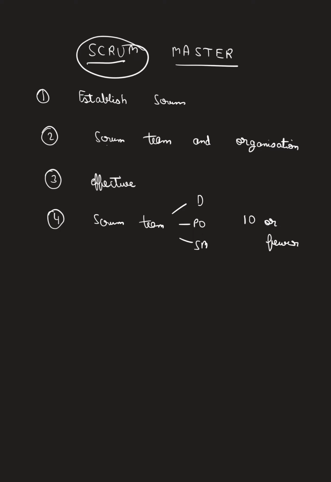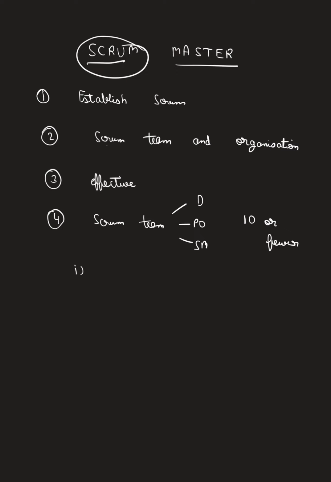Your question could be, let's say there are 30, 40 developers working in an organization, then what will happen? They need to be divided into multiple Scrum teams. That's how it is done. Now let's come to the point of how the Scrum Master serves the Scrum team.